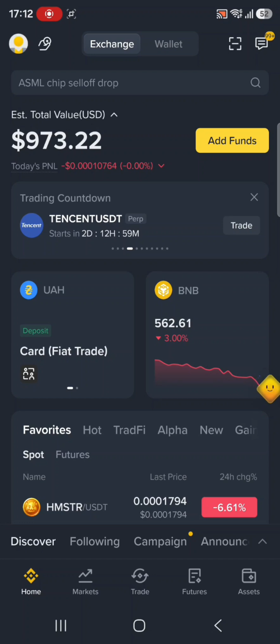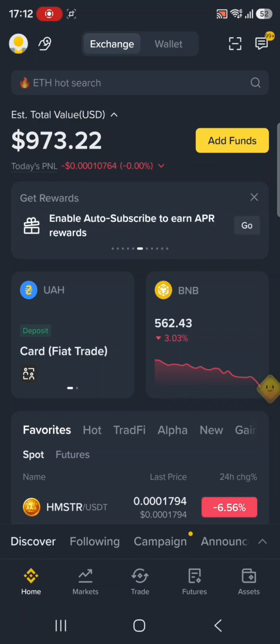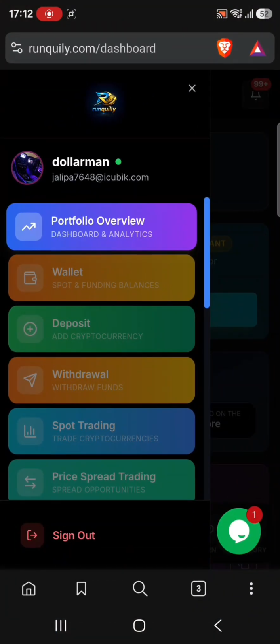We are starting crypto arbitrage trading with 973 and we will be trading and receiving our assets right here in Binance. So you get it. We buy low on Binance and sell high on Ranquilly. Binance is our centralized platform and Ranquilly is our decentralized platform. But our profits will be sent directly to our Binance account.